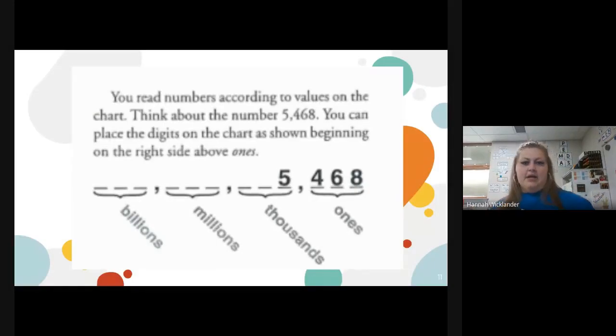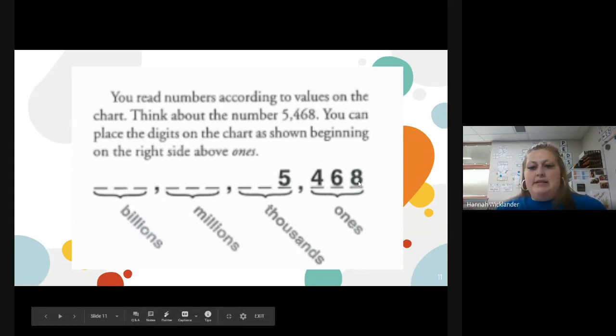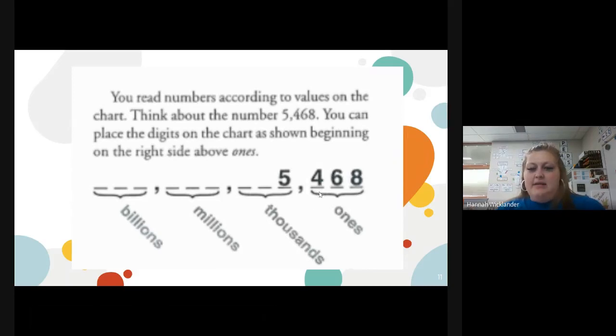So you read values according to numbers on the chart. Think about the number 5468. You place the digits on the chart beginning on the right side above ones. So you'll always put your last number in the very last spot, and then you'll read it as 5,468.